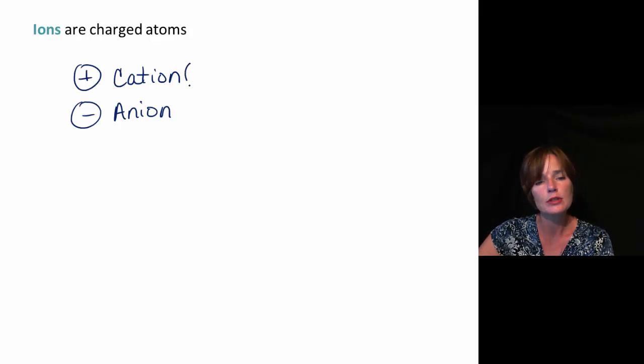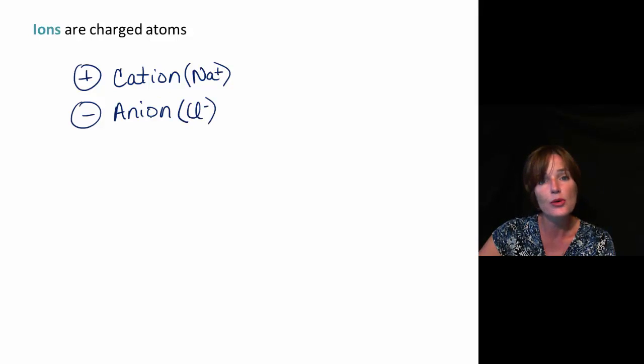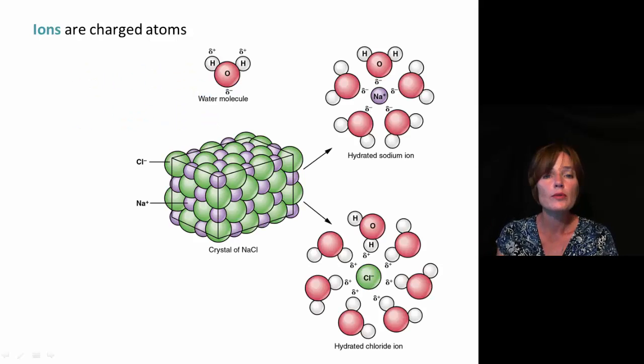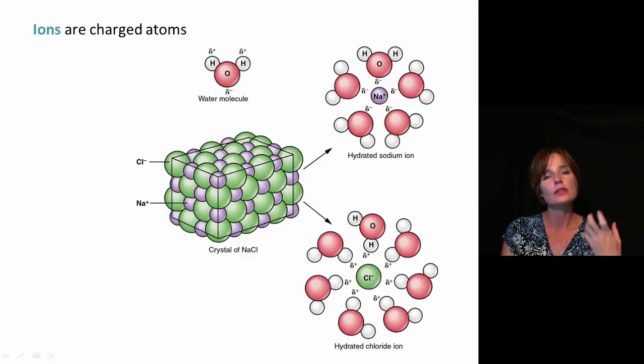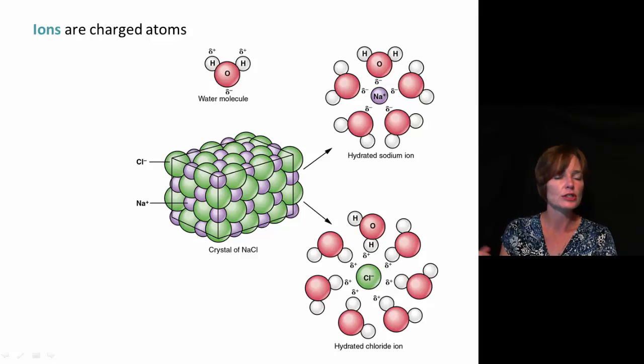In our example, the sodium had a positive charge, so the sodium was the cation, and the chlorine had the negative charge, so it is the anion. When we look at salt, salt is just a crystalline arrangement of negative chlorines and positive sodiums. And so that's the grain of salt that you put on your food. Well, this is going to be something that water can dissolve really easily.